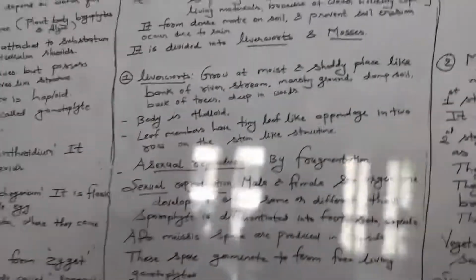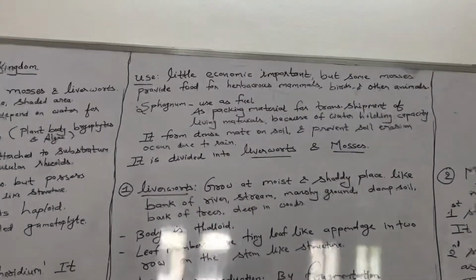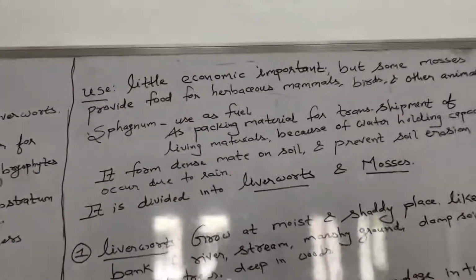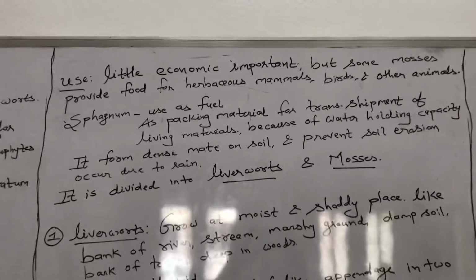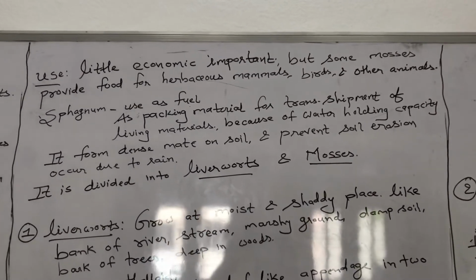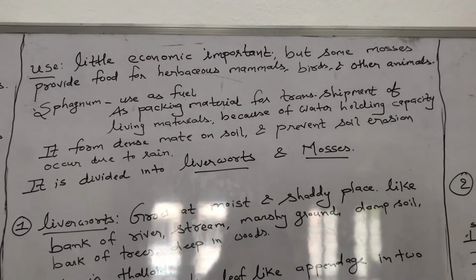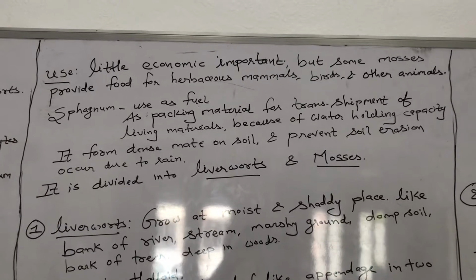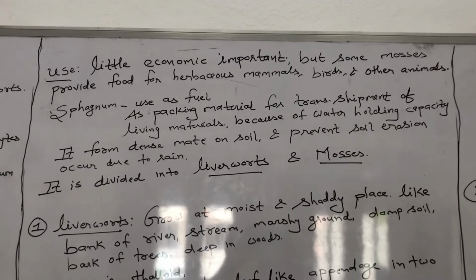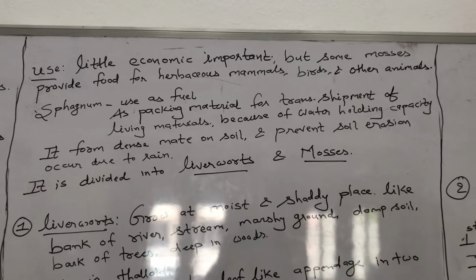Now, what are the uses of bryophytes? They are less economically important, but some mosses provide food for herbivorous mammals, birds and other animals. Sphagnum is one kind of moss, which is used as a fuel.